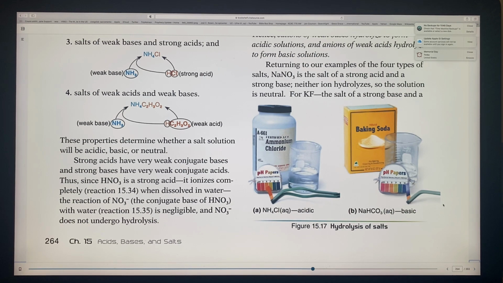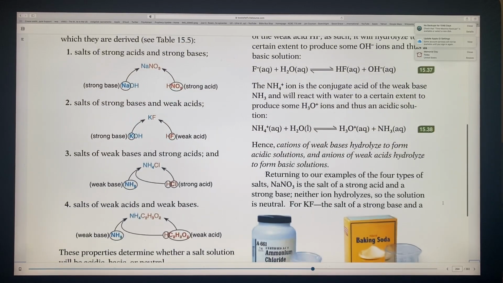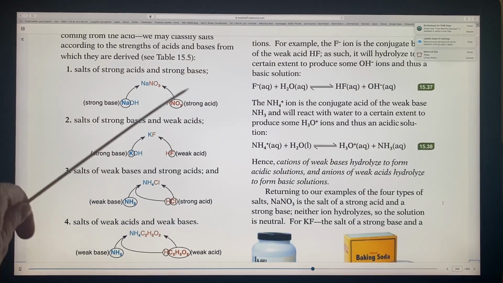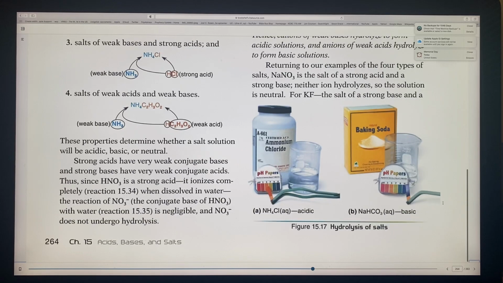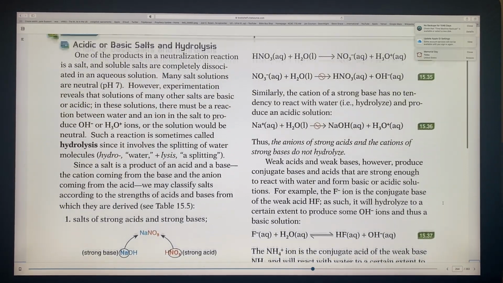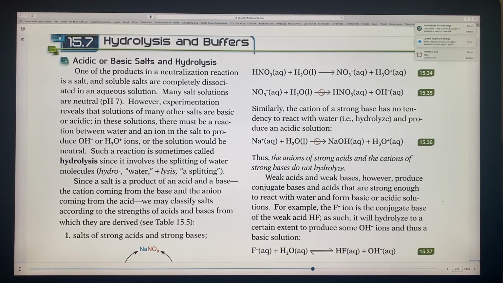So if you have a strong acid and it ionizes completely when it's dissolved in water, then with water, the water is going to be negligible, and so it's basically going to just produce that salt. So it's not going to go under any hydrolysis at all, like in this case with the strong acid and the strong base, because they just make very weak conjugates, and the conjugates are not going to matter. And then here, similarly, the cation of strong bases has no tendency to react with water.